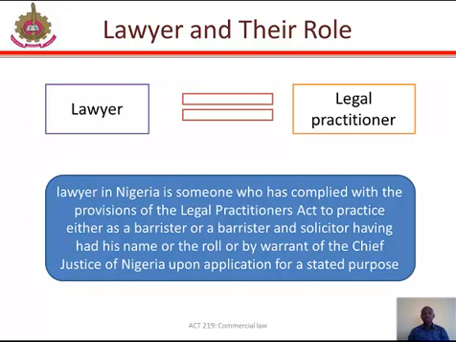Based on this, we can say a lawyer in Nigeria is someone who has complied with the provisions of the Legal Practitioners Act to practice either as a barrister or as a barrister and solicitor, having his name on the roll, or by warrant of the Chief Justice of Nigeria upon application for a stated purpose.